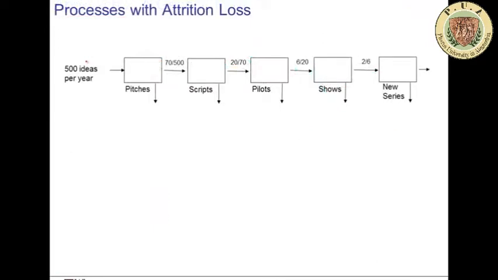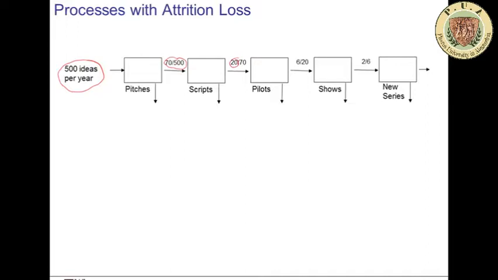A very useful application of our new way of finding the bottleneck deals with processes that have an attrition loss. Consider the following example of a television firm. The firm is looking for new series that they can air on television. For that, they consider 500 ideas every year. These ideas are pitched. 70 of these 500 are moved towards script development. These scripts then are reviewed, and the best 20 scripts are then moved into pilot production.